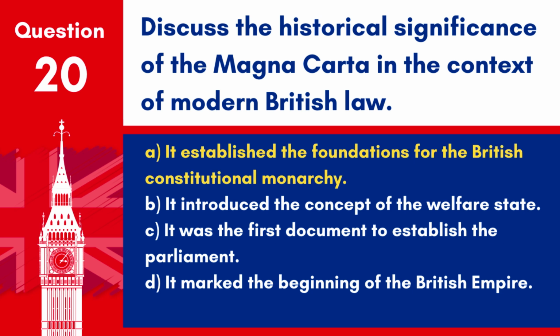Answer: A. It established the foundations for the British constitutional monarchy. The Magna Carta is historically significant as it laid down fundamental principles of justice and limited the powers of the monarchy, forming the basis for the evolution of constitutional law in Britain.